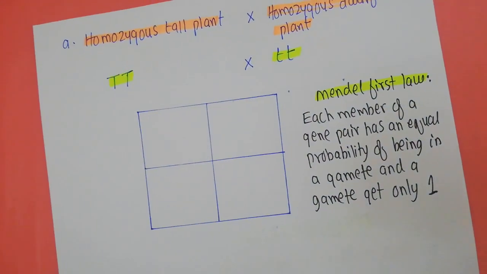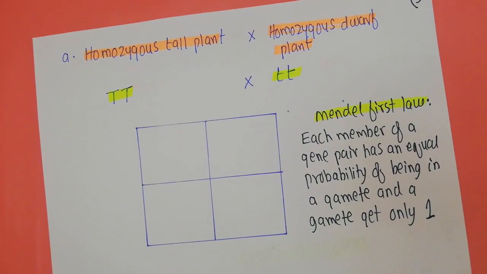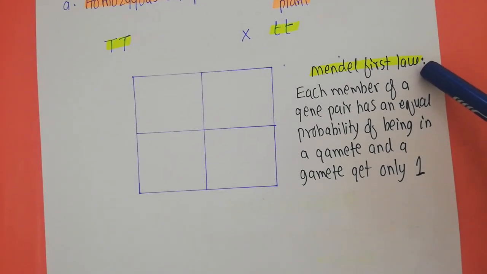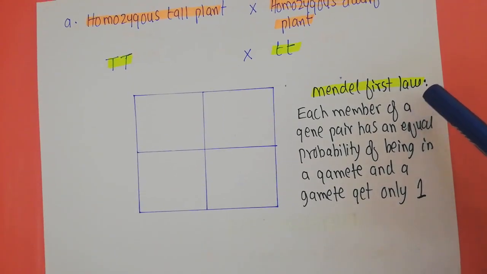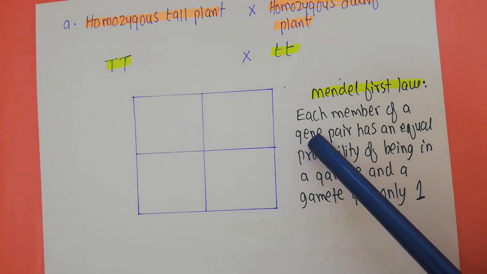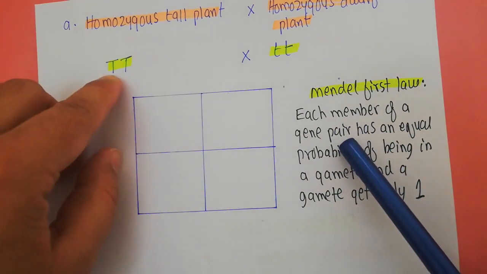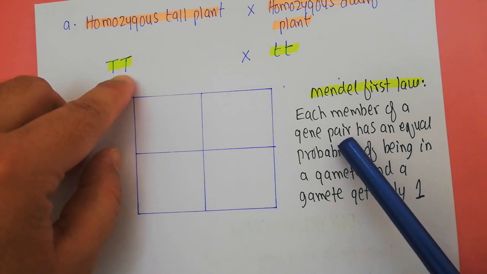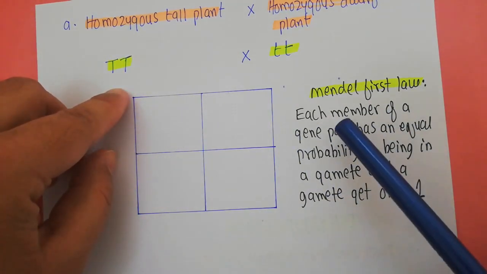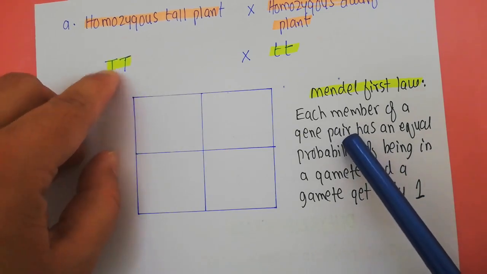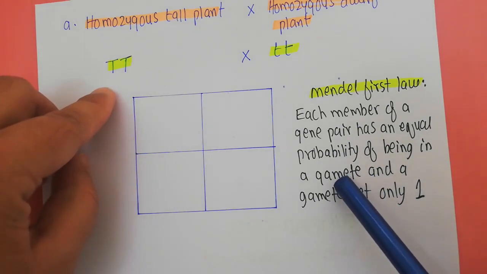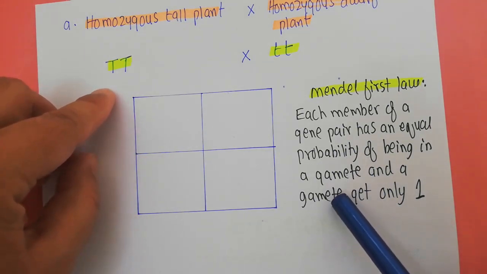Now, if you talk about the monohybrid crosses, the first thing you have to keep in mind is Mendel's First Law. What Mendel's First Law states is that each member of a gene pair, that means the genes that come in pairs, like if you talk about this gene, they are in pair form. Therefore, he is talking about the pair of the genes. Each member of a gene pair, like you have got 2 members, each member has an equal probability of being in a gamete, and a gamete gets only one.